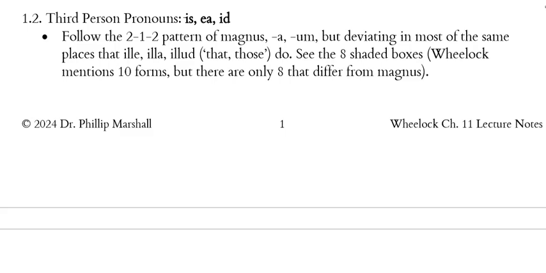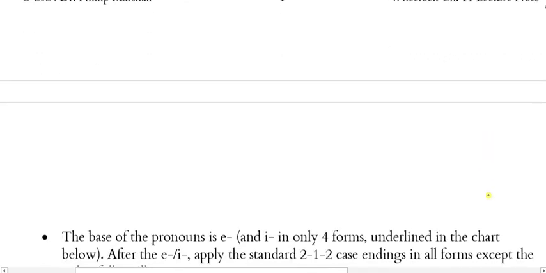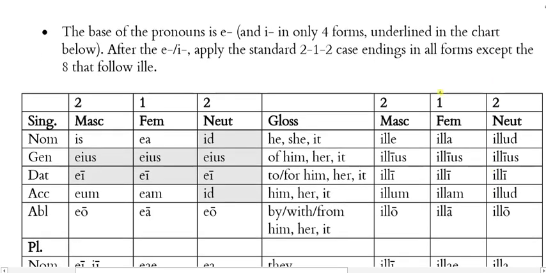Remember ille, illa, illud, that and those, one of the far demonstratives that we learned two chapters ago, I believe. So below, see the 8 shaded boxes. Now, I am deviating here from what Wheelock mentions. Wheelock mentions 10 forms, but really there are only 8 that actually deviate from magnus's case endings. And so they're here.